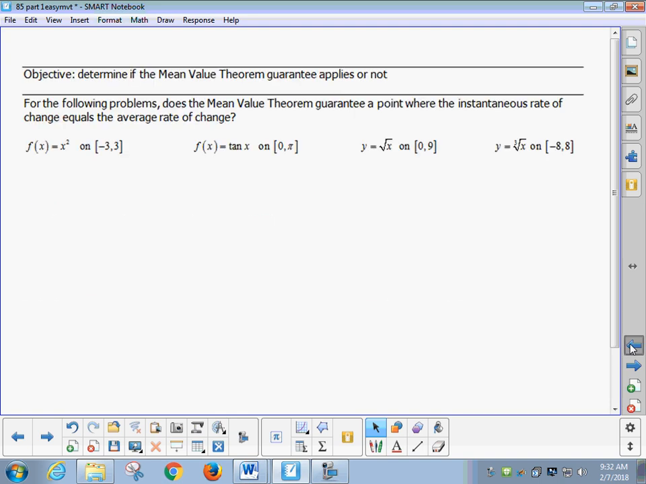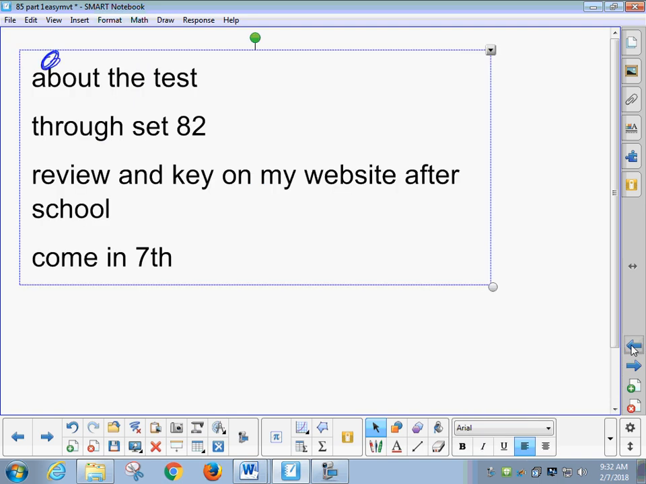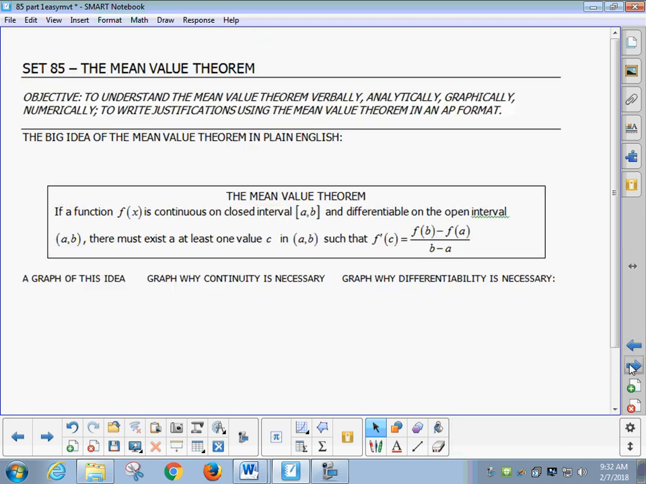The idea at its most simple level is fine. The details get a little gross notation-wise, but the big idea is just something like this. You could say there must be a place where the instantaneous rate of change equals the average rate of change. That's the mean value theorem.